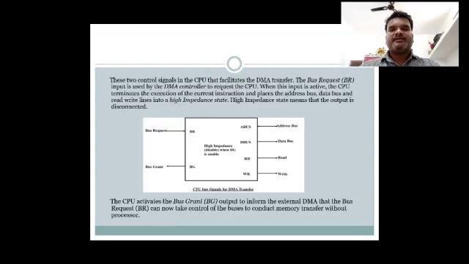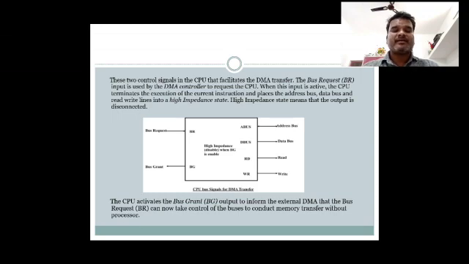Here you see CPU bus signals for DMA transfer. These two control signals in the CPU facilitate the DMA transfer. The bus request input is used by the DMA controller to request the CPU. When this input is active, the CPU terminates the execution of the current instruction and places the address bus, data bus and read-write lines into a high impedance state. High impedance state means that the output is disconnected.